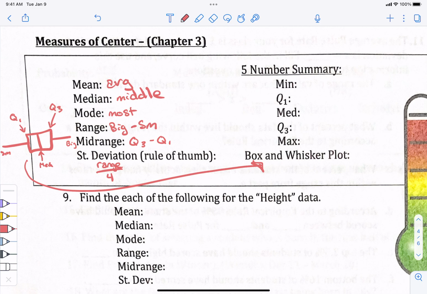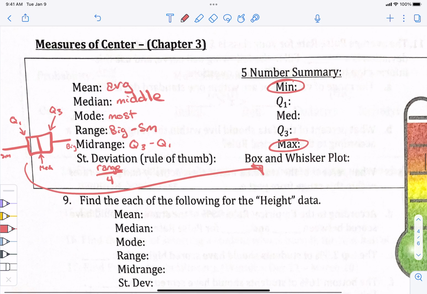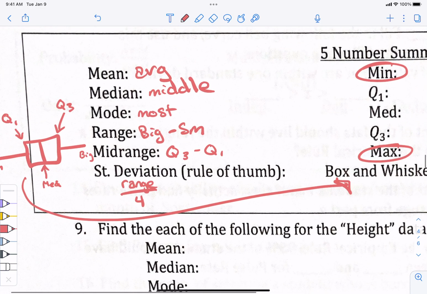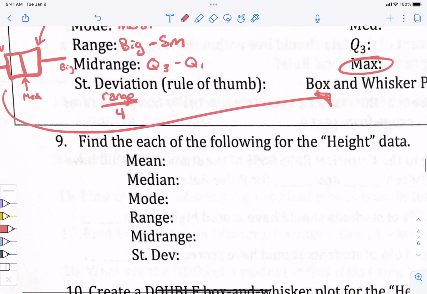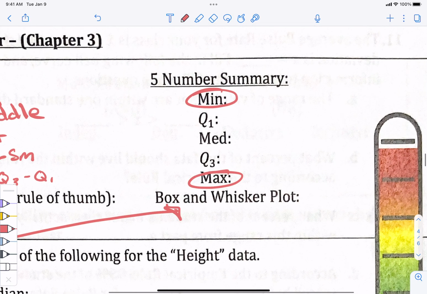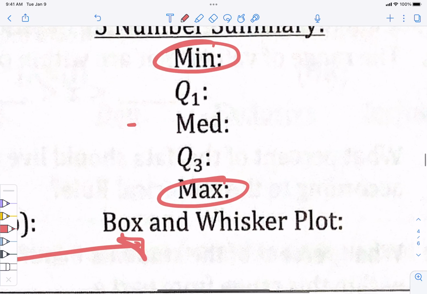5-number summary. The min is the min, the max is the max. I don't know that I can clarify that anymore. Yep, it's the range divided by 4. I don't think I make you do that. Oh, yes, I do. I do make you find the standard deviation. But this is just a guesstimation for the standard deviation. It's not the exact standard deviation, which is what I want you to do. Min, max, median is finding the exact middle.